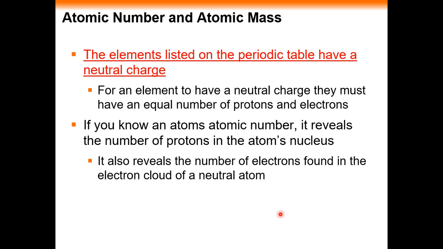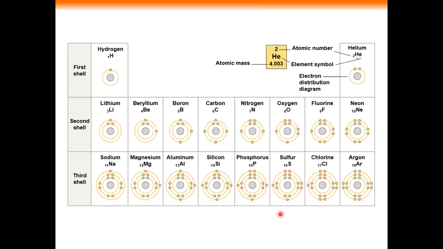This is a slight new slide that I put in to try to put some of these things I'm saying verbally into physical words. So these elements on the periodic table, they all have a neutral charge. That's a really important point. They all have a neutral charge. And for an element to have a neutral charge, that means you have to have an equal number of positive and negative charges, or an equal number of protons and electrons.